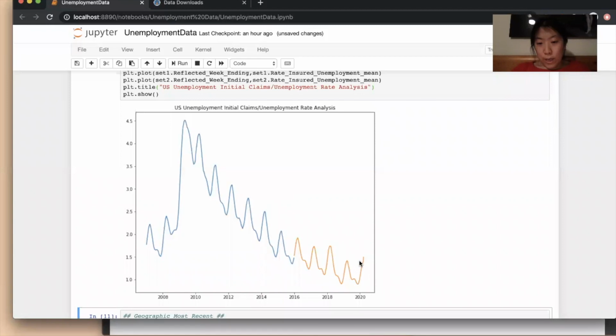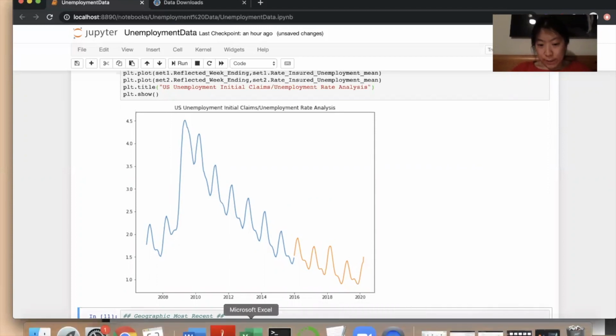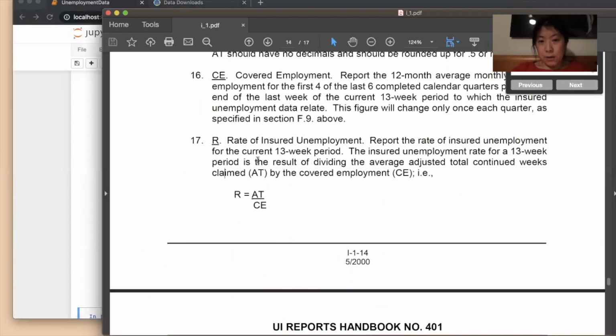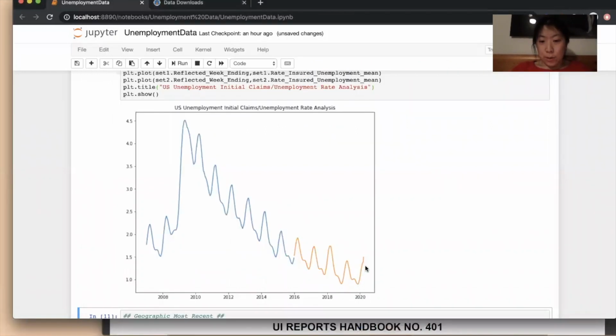So let's see, why do we have 6 million claims in early 2020, but the unemployment rate is still lower? And here we can find the reason. It's because the rate of insured unemployment is calculated throughout a period of time. So now we use like a 13-week period. But right now, the unemployment sharply went up within a shorter period of time, and that can be averaged out through the past 13 weeks. And I'm pretty sure if the situation continues, this line will be higher and higher in the next few weeks.